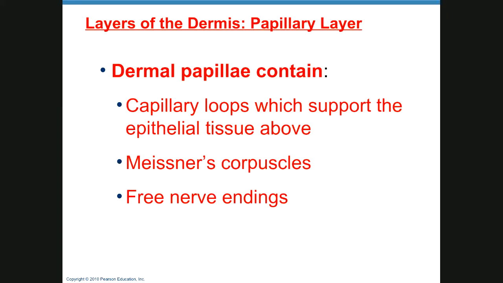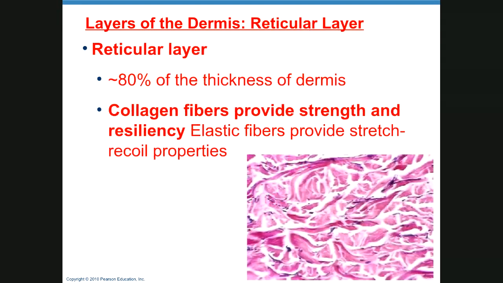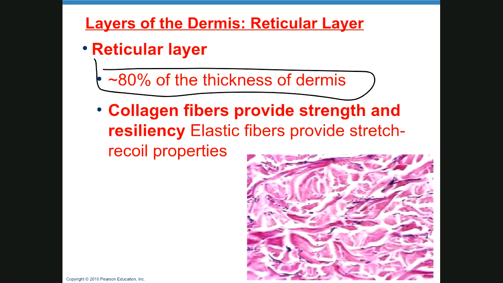The papillary layer is also going to have touch receptors called Meissner's corpuscles and free nerve endings, so other types of receptors. Now, reticular layer, that's the thickest layer of the dermis. Again, the name reticular is another one of those favorite terms for biologists. Reticular means net-like. So we had the reticular connective tissue, for example, found in the spleen. So that was a net-like tissue.